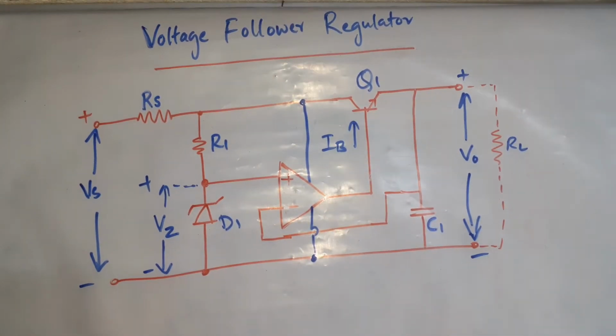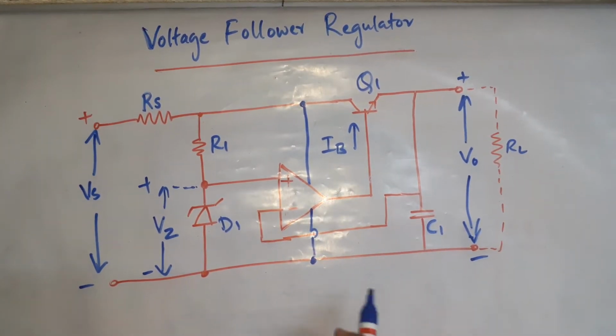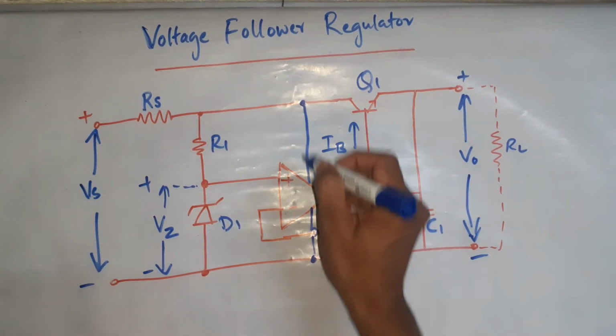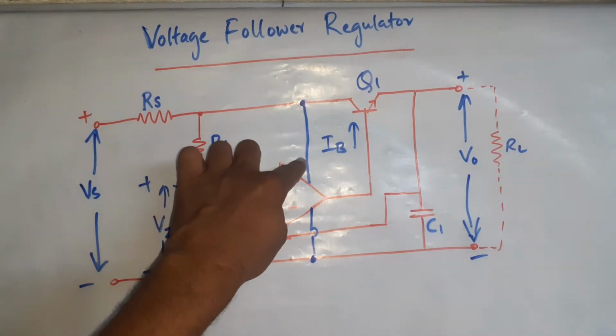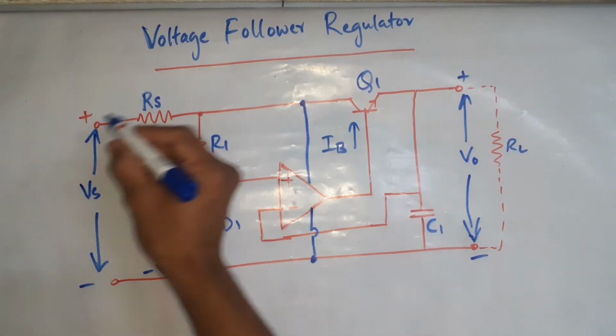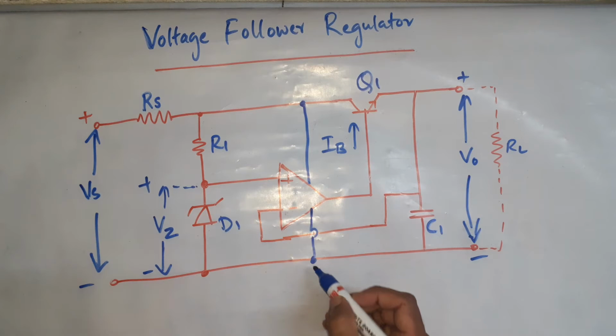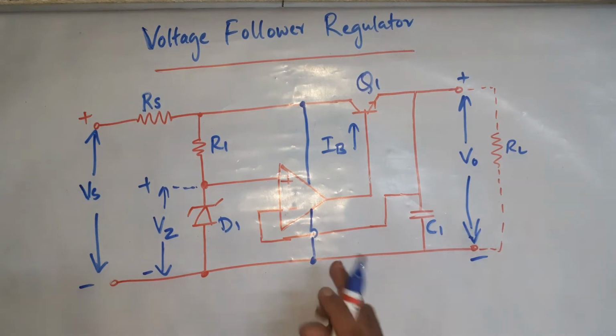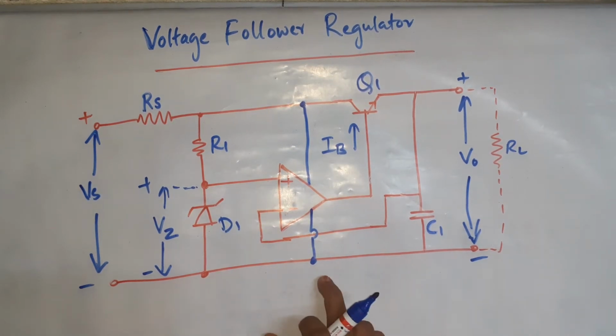Here, one important point to remember is the op amp supply voltage. Here we will be having plus VCC, minus VEE, right? Plus VCC is connected to the positive of Vs, and minus VEE is connected to the minus, that is this one, which is grounded. Okay.